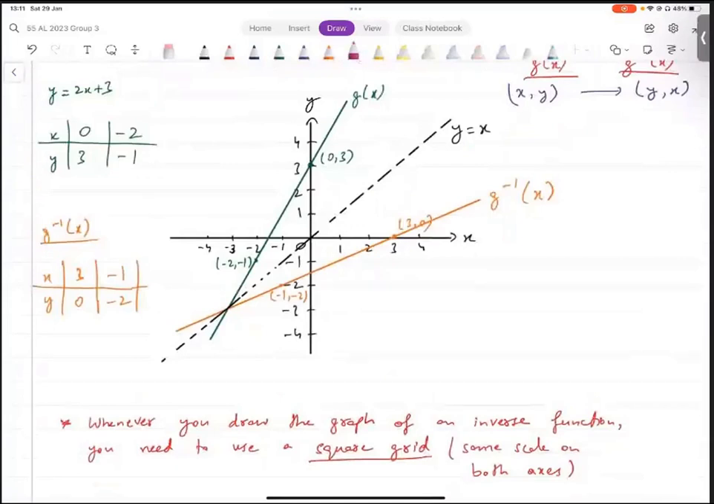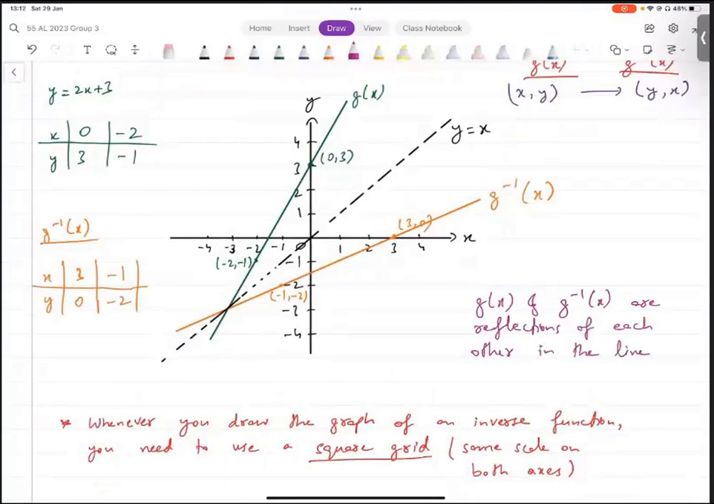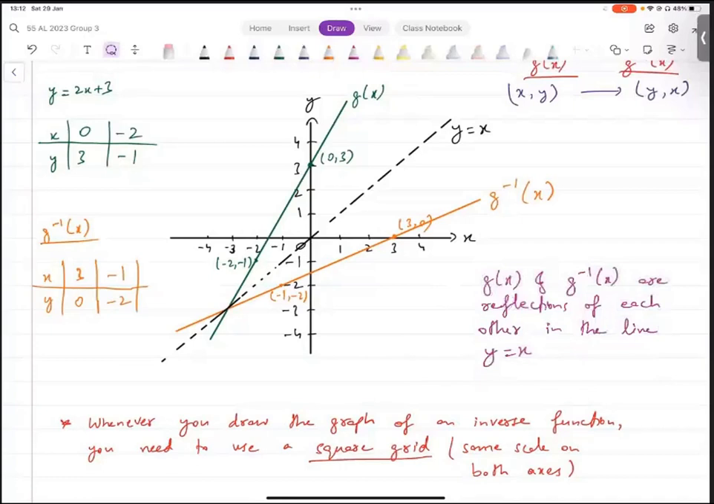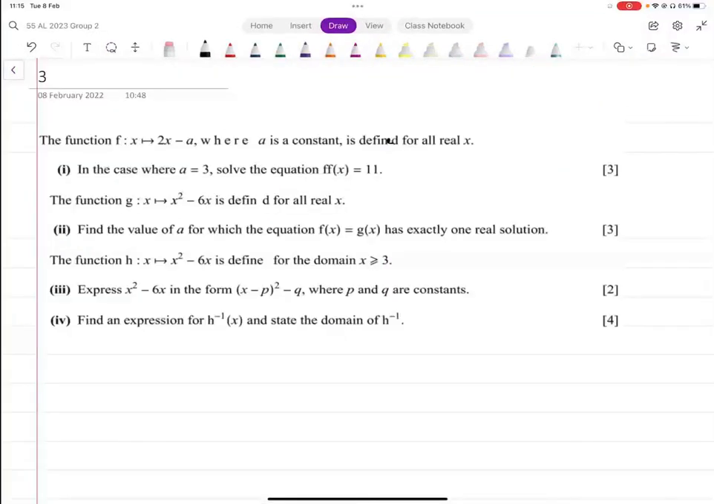So the relationship that you have is that g of x and g inverse of x are reflections of each other in the line y equals x, and that is always true for a function and its inverse. तो इनवर्स का ग्राफ आपने बनाना हो तो आप ओरिजिनल फंक्शन के ग्राफ के कोऑर्डिनेट्स इंटरचेंज कर देते हो, और रिलेशनशिप क्या होता है दोनों के दरमियान में हमेशा, the reflections in the line y equals x. So that's another point that you need to know about. Go forward in this class.